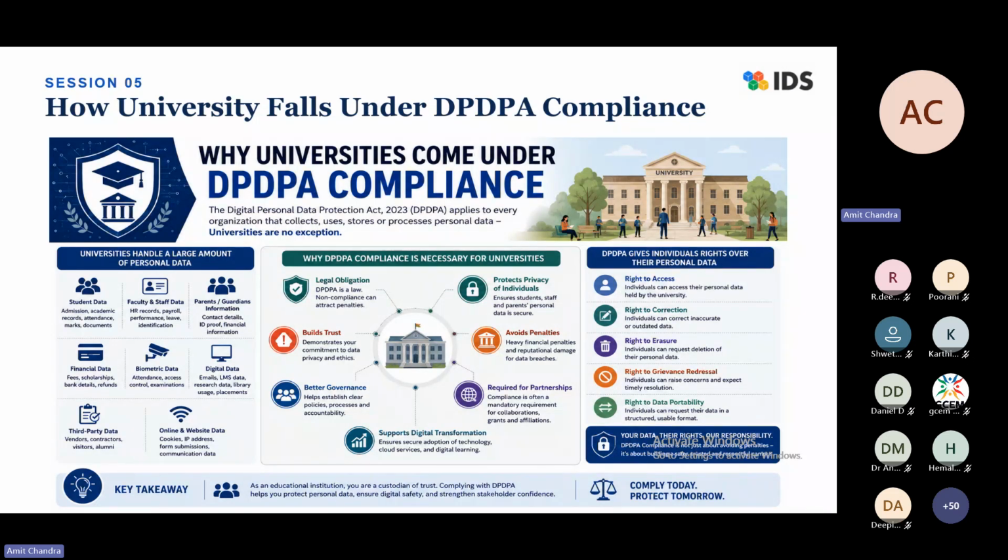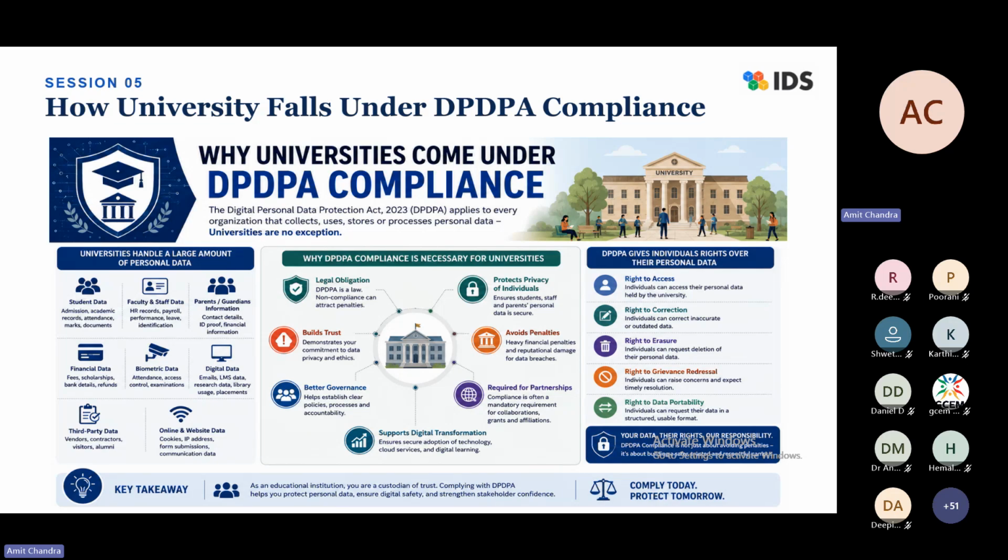It also gives them the right to raise a grievance, that my data needs to be deleted, or if the user has some certain kind of doubt, they can raise a grievance, and that can be taken care of by the organization. Okay. So this is how the university falls under DPDPA compliance. And why I'm taking so much time to explain this is because this has nowadays become a critical law, and whether you like it or not, this is going to happen by next year.